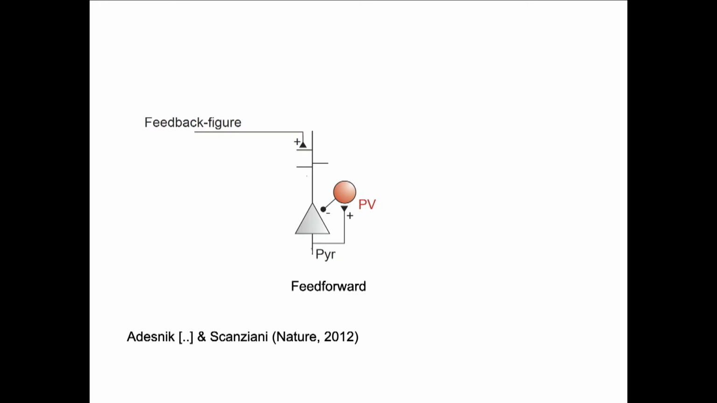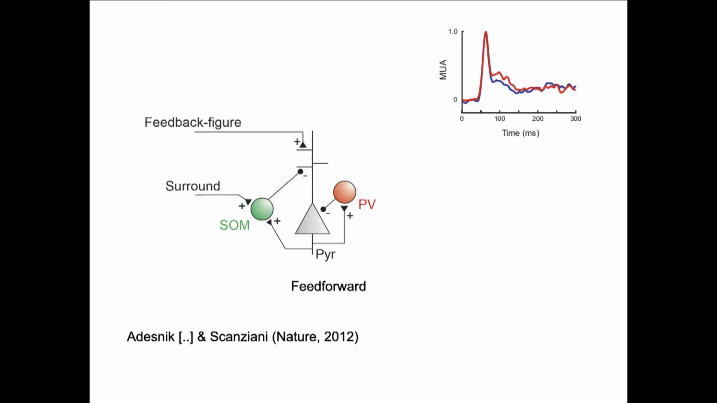Now, a nice paper that came out a couple of years ago by the lab of Scanziani suggested there is a particular type of interneuron, somatostatin-positive interneuron, that they suggested has a specific role in surround suppression. So the idea would be that they might be the ones to suppress this response elicited by a background.